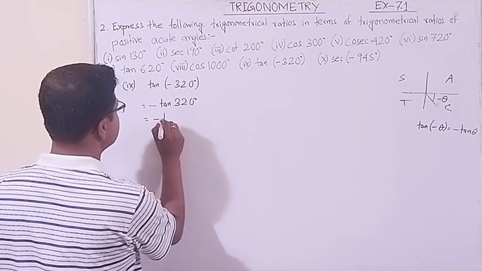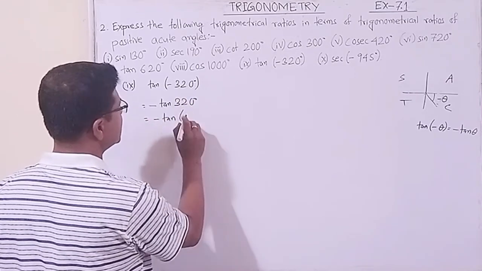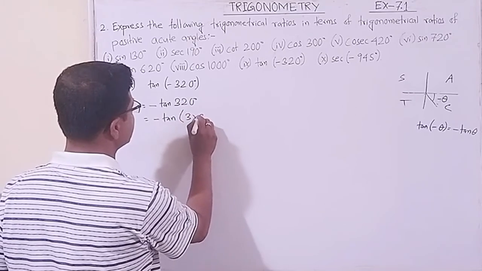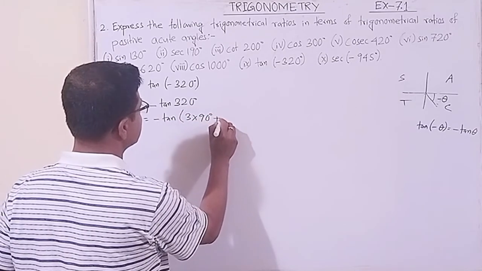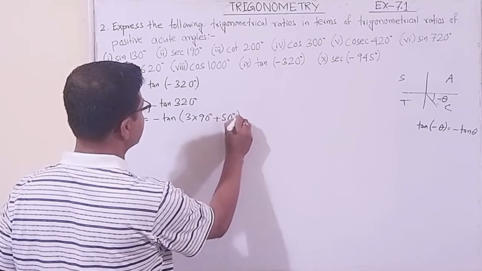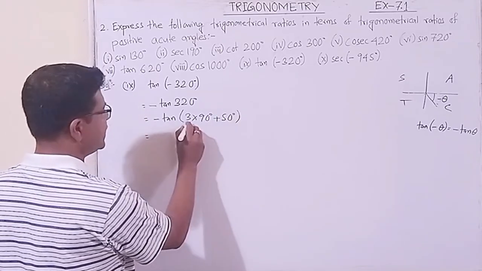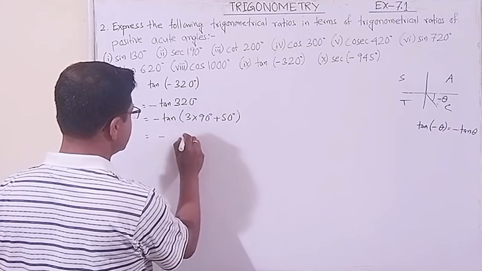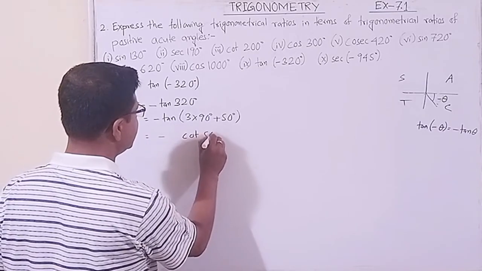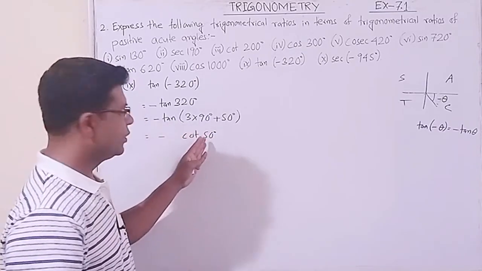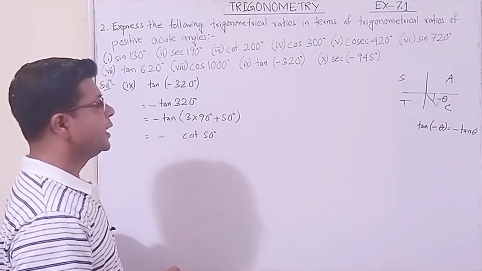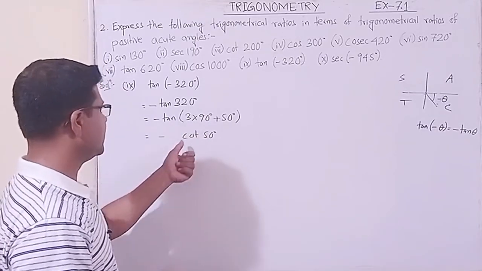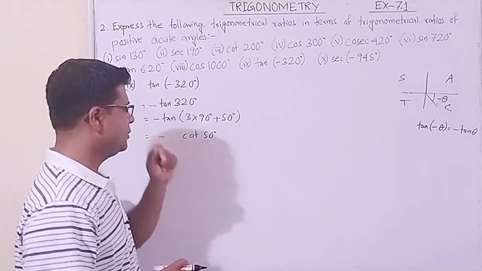So let us convert it in terms of 90 degree. So 3 into 90, then 50 degree, correct? Okay, so it is odd multiple. So if it is odd multiple, it is cot of 50 degree. Tan is converted to cot. Okay, we have converted. Now we have to look at the sign. Sign will be positive or negative.